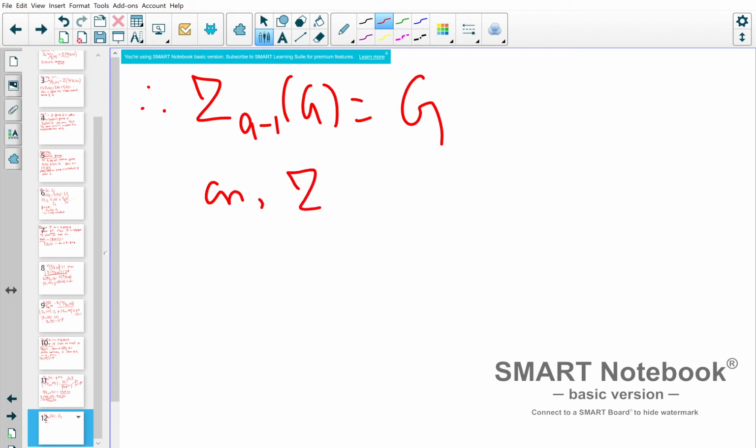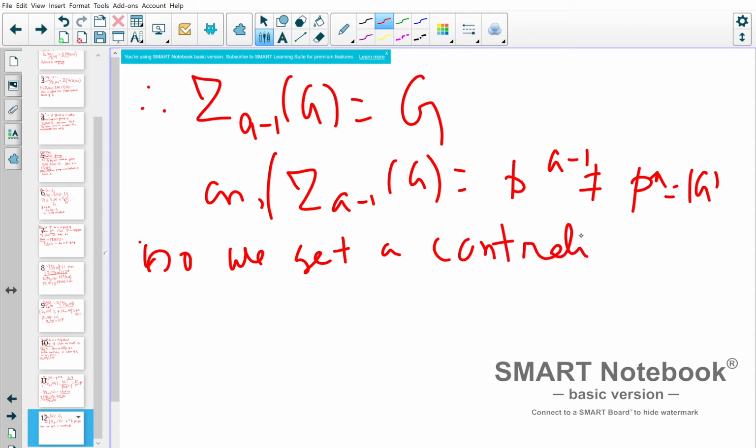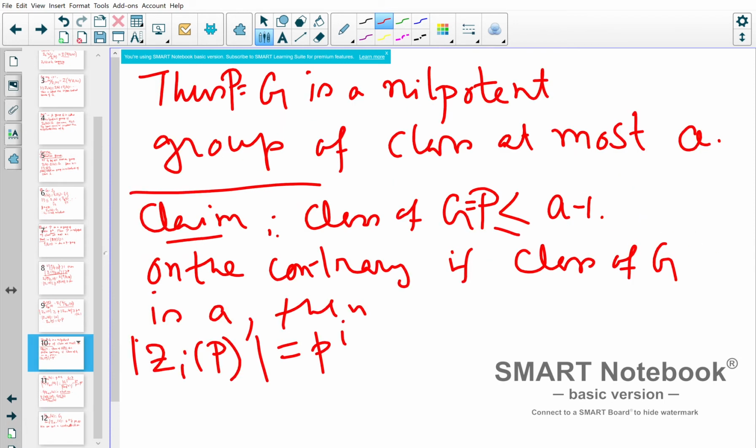It's a contradiction as this order of A minus 1. What I assumed is that this order, P power A minus 1, is not equal to P power A, which is the order of A, right? So we get a contradiction. What is the contradiction? The contradiction is the fact that I assumed that the class is of order A. So this is the contradiction.